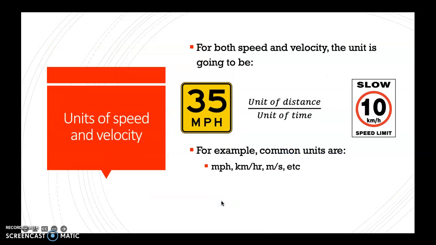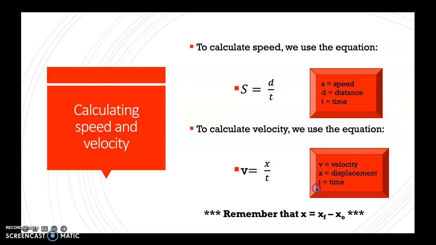For both speed and velocity, the unit that we are going to use is a unit of distance, a mile, a kilometer, a meter, a centimeter, a foot, divided by a unit of time: hour, minute, second, day. So they're going to have the same unit, whether we're talking about speed or velocity.